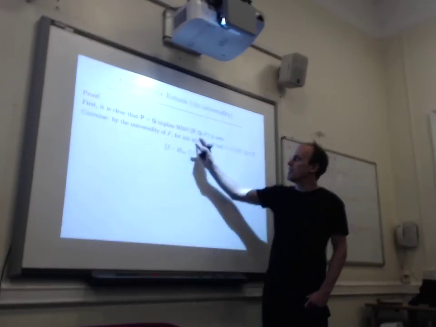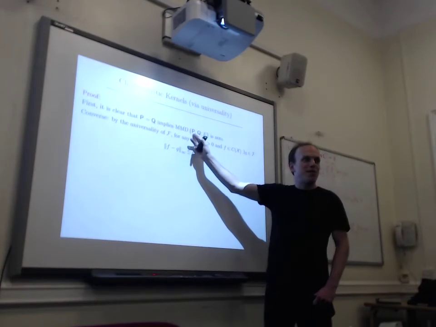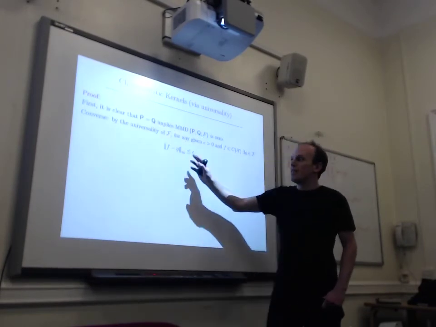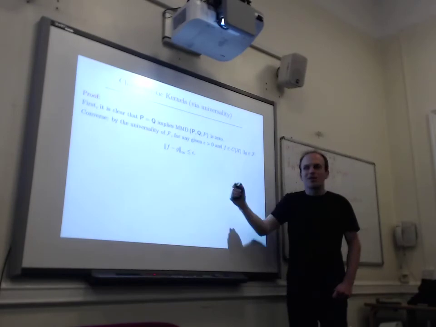So what I want to show is that if the distance between the feature maps is 0, then P and Q are the same. And that's where the work is going to happen.